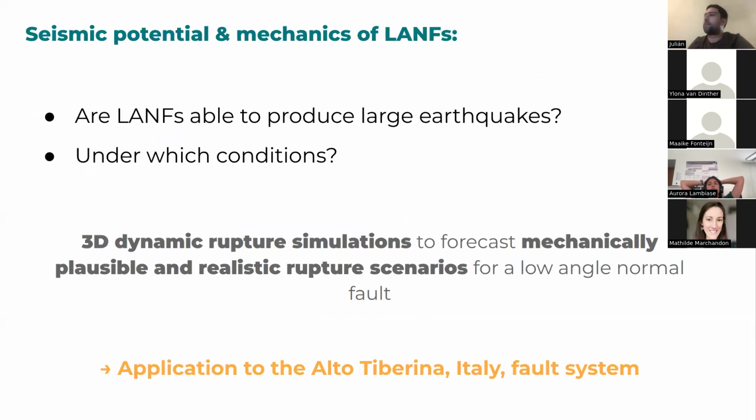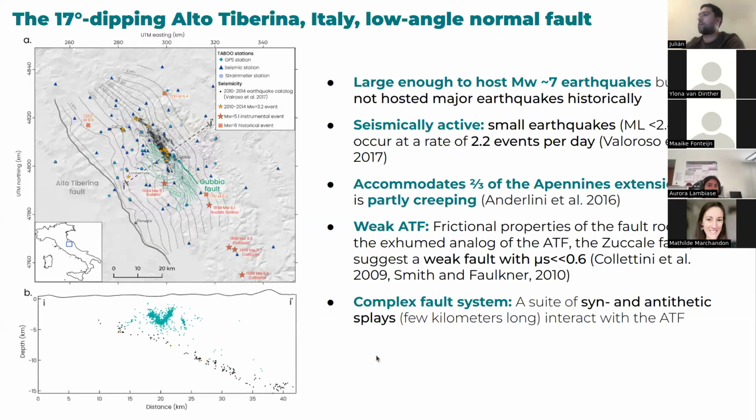So the goal of this study is to use 3D dynamic rupture simulations to try to estimate under which condition low angle normal faults can produce or not large earthquakes. So we try the 3D dynamic rupture simulation, and we apply this work to the Alto Tiberina fault in Italy.